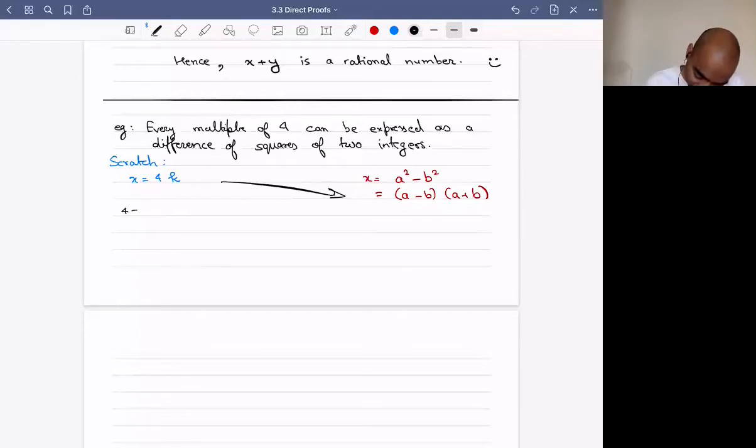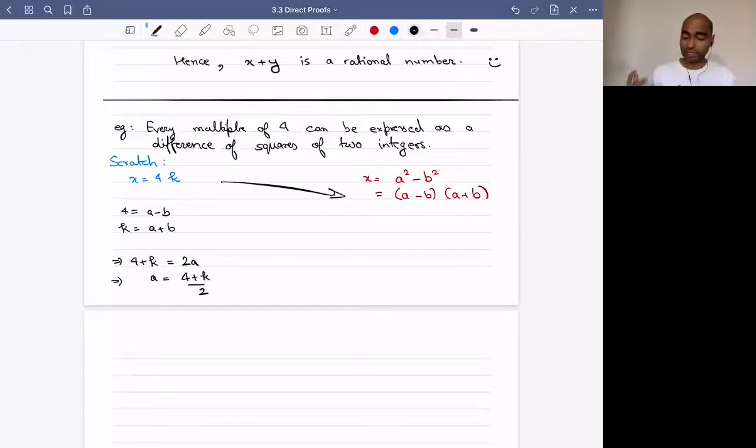One guess can be 4 is a minus b and k is a plus b. That looks promising. I'm trying to find a and b. I'll add the two equations together. 4 plus k is equal to 2a, which gives me a is equal to 4 plus k divided by 2. So this gives me a, but there's a problem here. I want two integers, and I have no guarantee that 4 plus k over 2 is an integer. For example, k can be odd. So it's a good idea, but unfortunately, I'm stuck at this point. Okay, so it doesn't work.